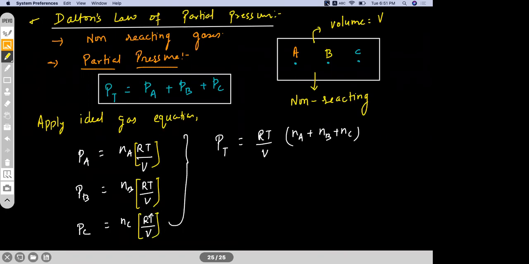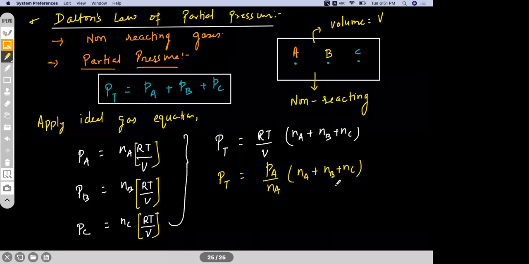If you want to express RT by V in terms of PC and NC, we can do that. PB, NB, we can do that. PA, NA, we can do that. So I'm taking one reference here. I'm taking PA and NA. So RT by V is what? PA by NA. So we can write here PT is equal to partial pressure of A divided by the number of moles of A into NA plus NB plus NC. Okay, just cross multiply this.